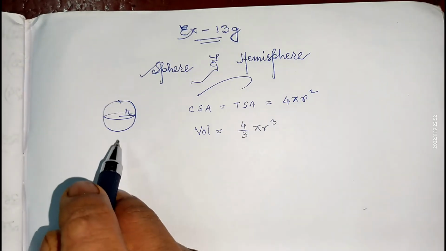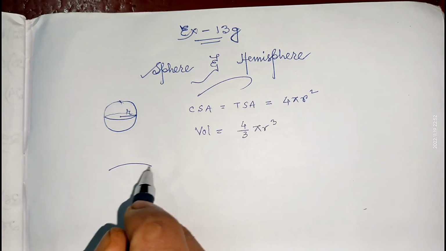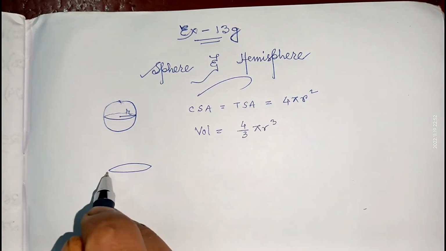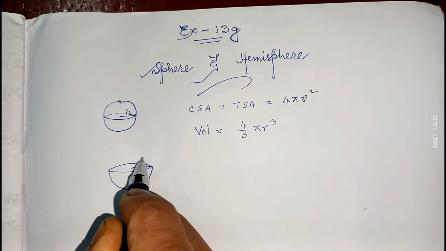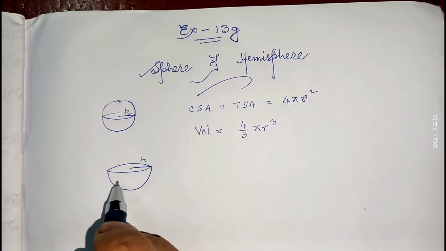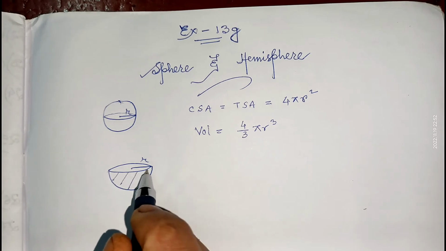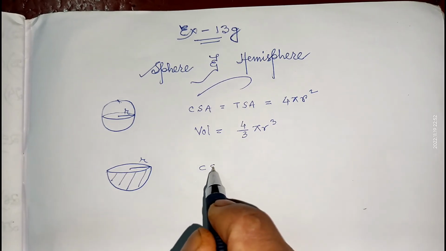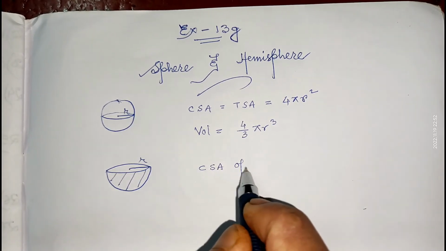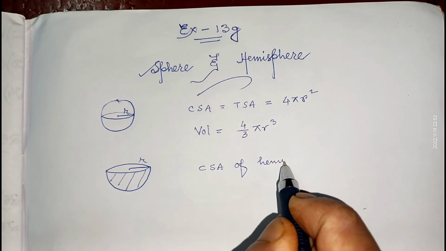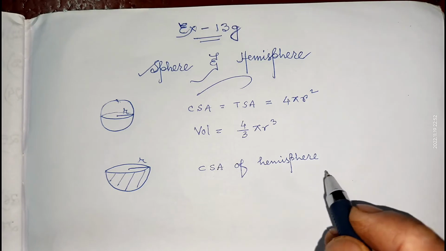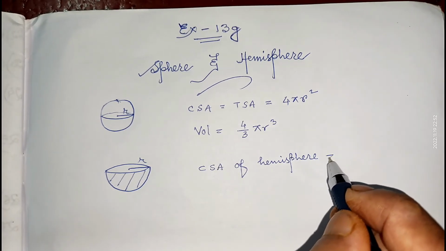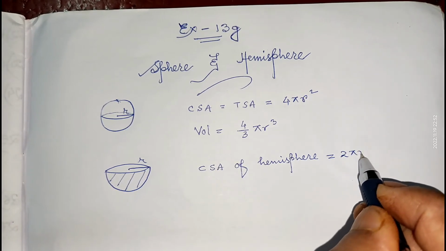If I divide this sphere into two parts, then we are going to get one hemisphere. In case of hemisphere, this part is the radius. Here, when we say curved surface area, only this part we have to consider. So curved surface area in case of hemisphere will be half of sphere, and in case of sphere we have written 4 pi r square. So in case of hemisphere, it will be 2 pi r square.